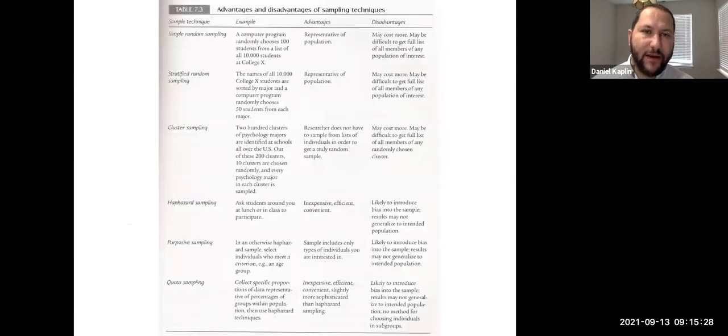And then obviously one of the biggest criticisms is you don't put any restrictions on how people are selected in convenience sampling. Now, here is just a table, a summary. I'm not going to read off the slide. Again, each sampling technique has advantages and disadvantages.